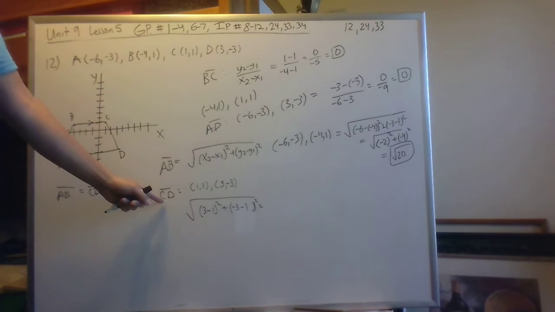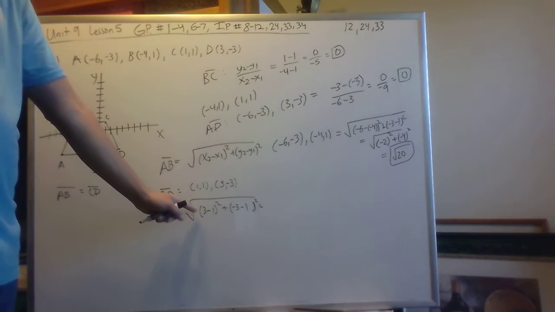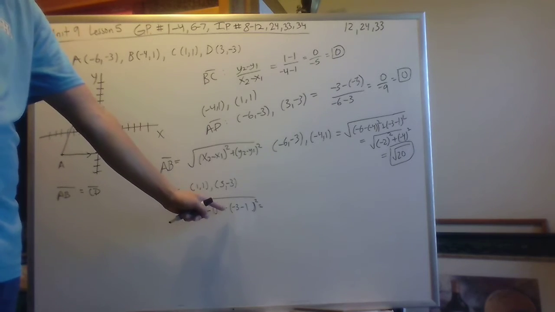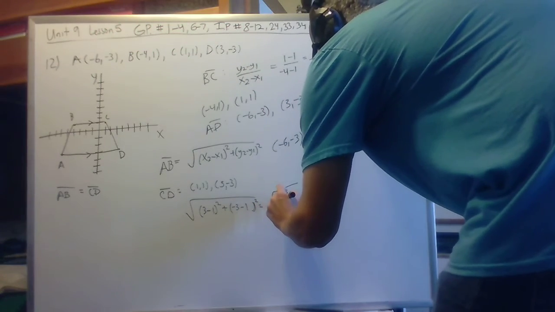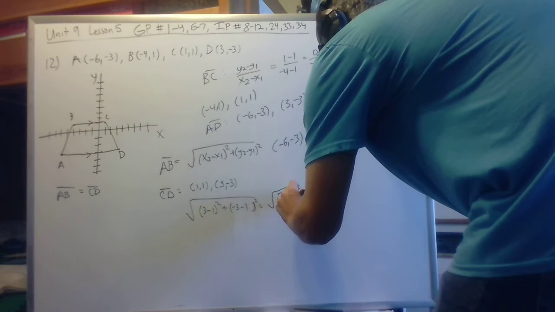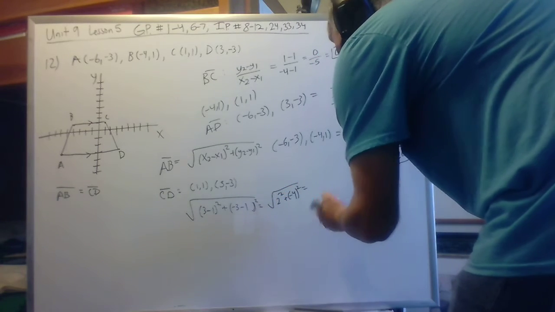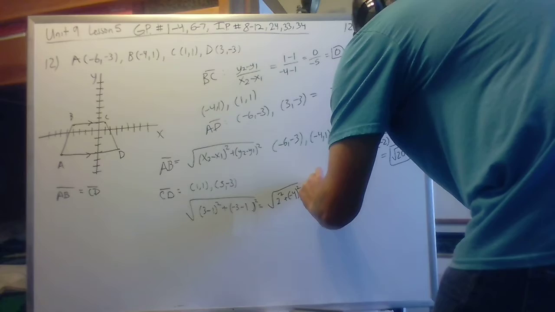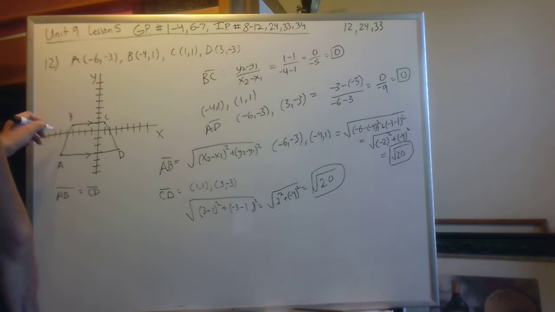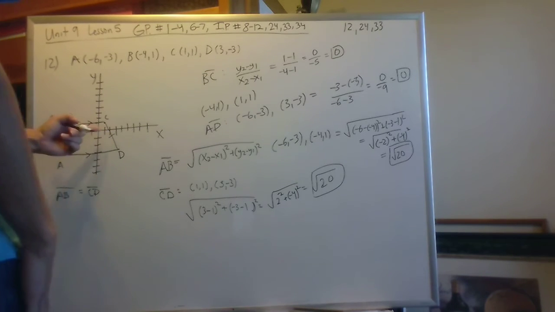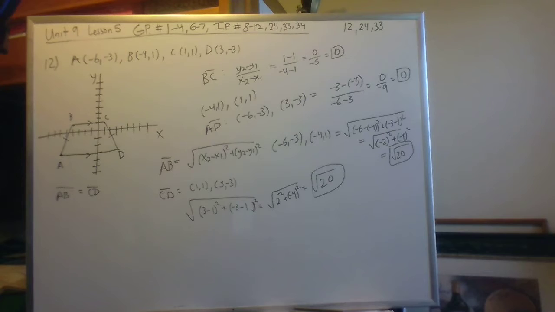I was finding the length of CD, so I had the square root of (3 minus 1) squared plus (negative 3 minus 1) squared, and that's going to give us the square root of 2 squared plus negative 4 squared, so that's going to give us the square root of 20. Because AB and CD both equal the square root of 20, we know that those sides are congruent, meaning that it is an isosceles trapezoid.